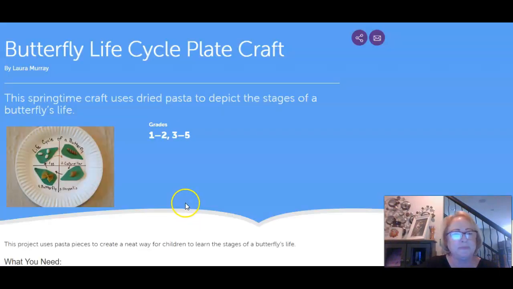For instance, this craft activity shows using a paper plate, some beans, and various types of pasta to represent the various stages of the butterfly life cycle. The beans are the eggs, this pasta is the caterpillar, this type of pasta is the chrysalis, and this type of pasta is the butterfly.